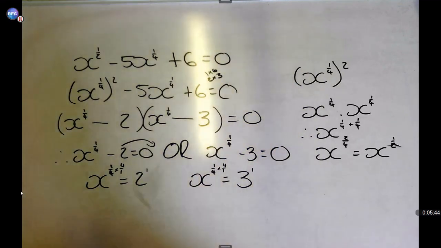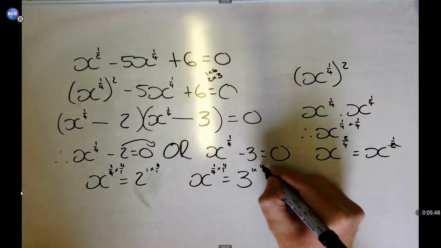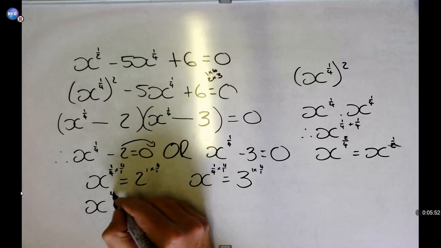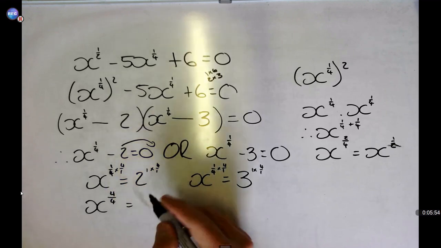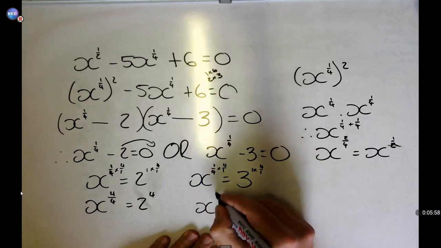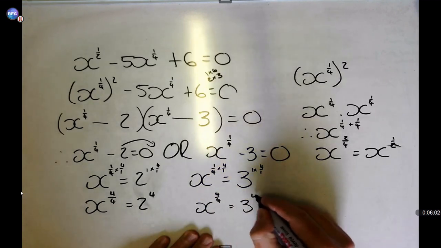But what you do on the left side, you obviously need to do on the right side as well, because it's an equation. So, this will sort itself out. It will become 4 over 4. And over here we'll have 2 to the power of 4. On this side we'll have x to the power of 4 over 4. And then over here we'll have 3 to the power of 4.